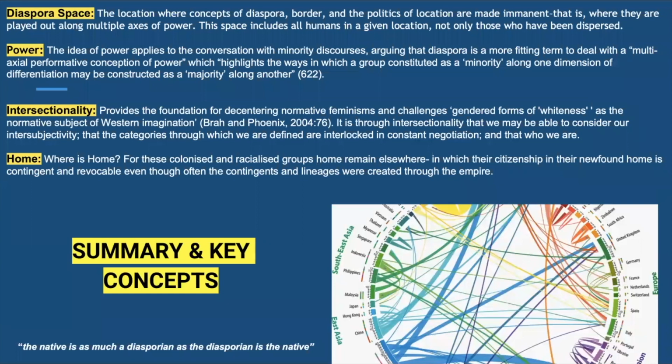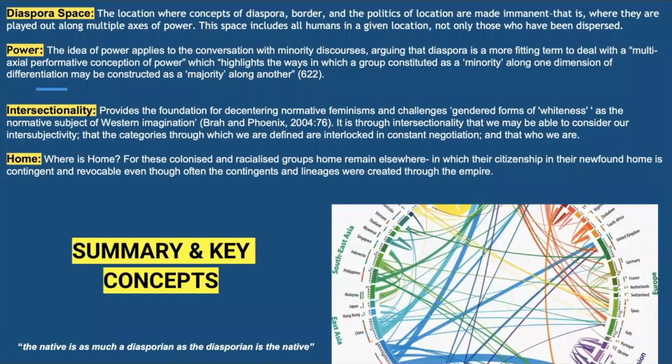Secondly, the idea of power applies to the conversation with minority discourses, arguing that diaspora is a more fitting term to deal with the multi-axis performative conception of power, which highlights the ways in which a group is constituted as a minority. With this in mind, the idea of intersectionality is integral, as it provides the foundation of decentering normative feminisms and challenges gendered forms of whiteness. It's through intersectionality that we may be able to consider our intersubjectivity, that the categories through which we are defined are interlocked in constant negotiation and are constructed and performed.